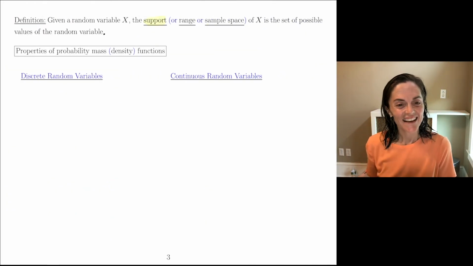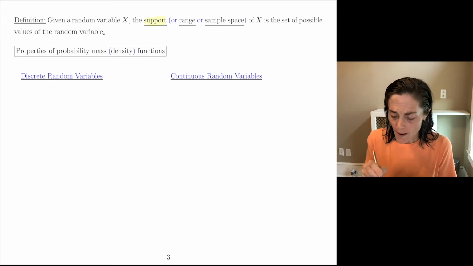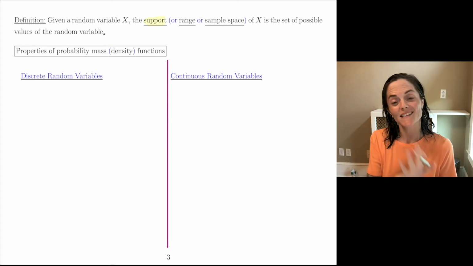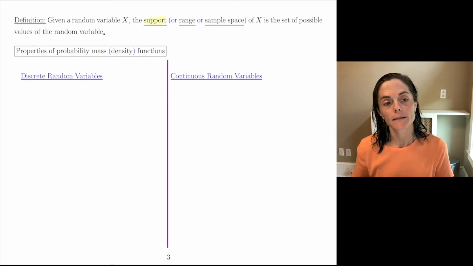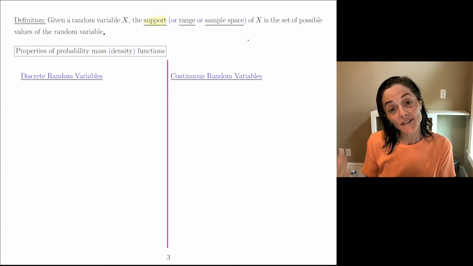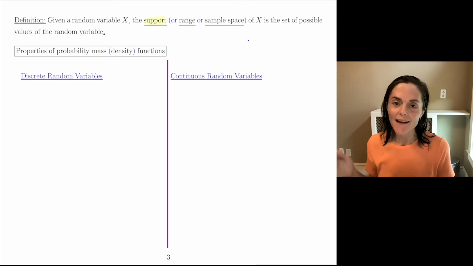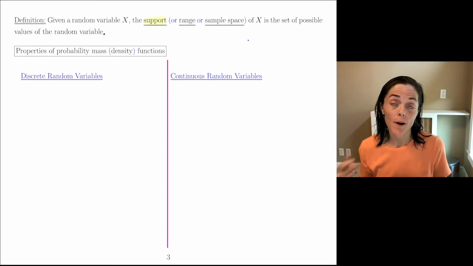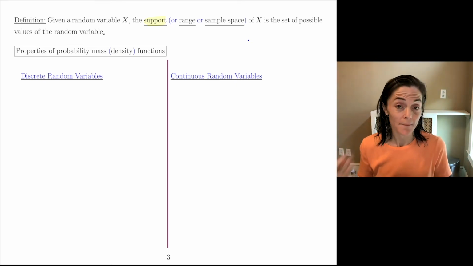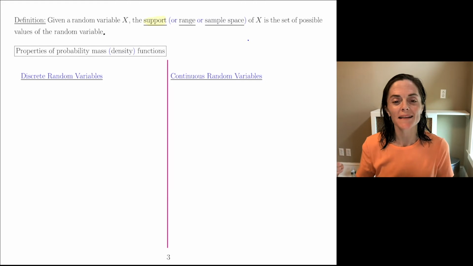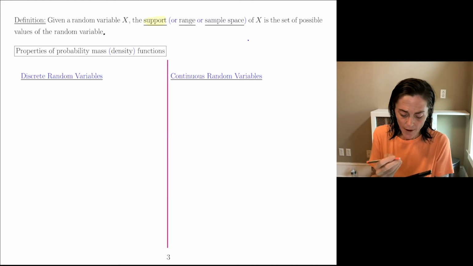Okay. Well, now let's talk about some properties. And just as we did before, I like to put discrete and continuous side by side. The first thing that I really want you to understand in these properties is not every function can be a probability density function or a probability mass function. We have requirements, and that's what I'm going to talk about first.